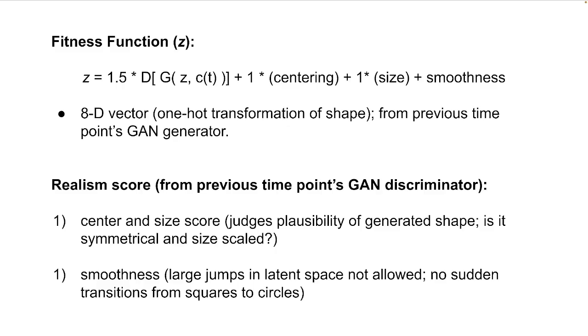No sudden transition, say from squares to circles. So we don't want to have this sudden transition. We do want to highlight creativity sometimes, but we don't want these sudden jumps that give us these grab bag phenotypes.